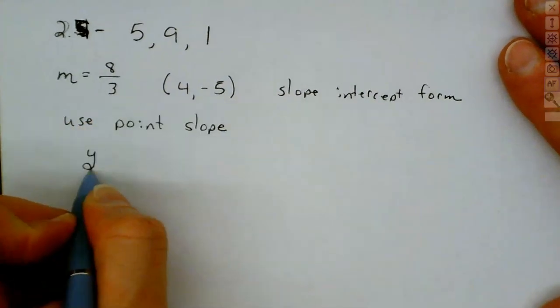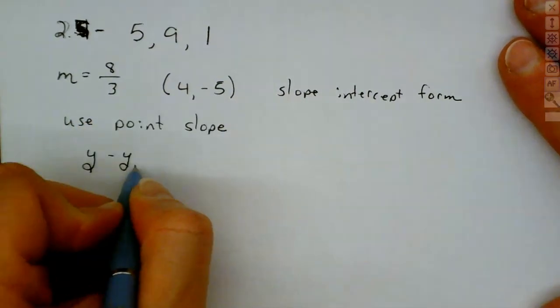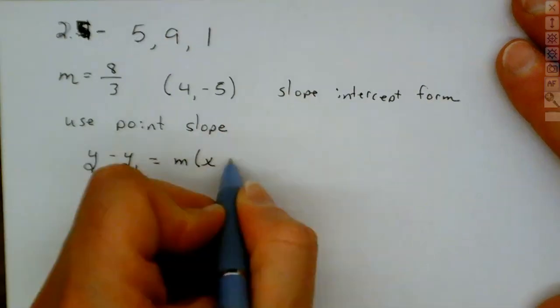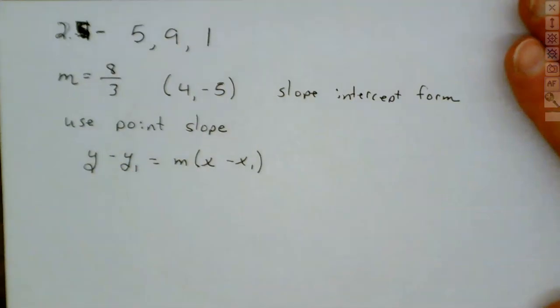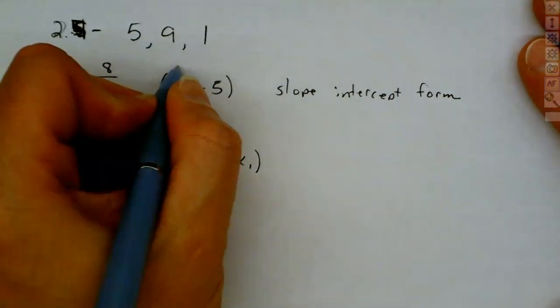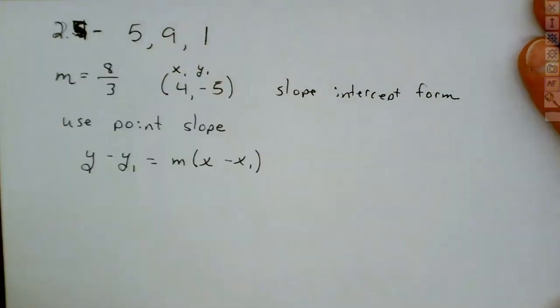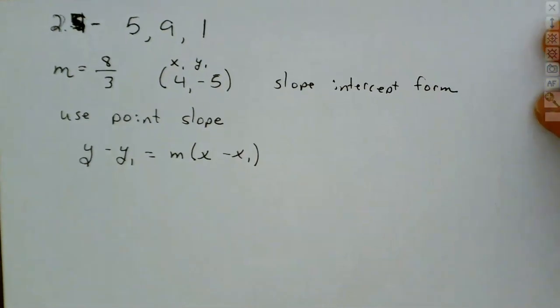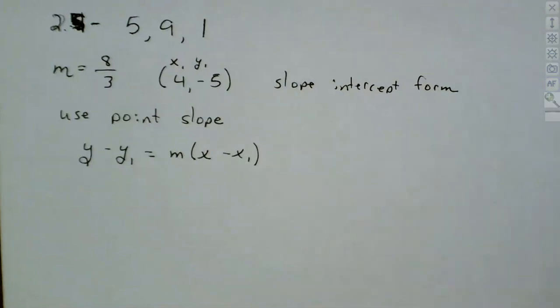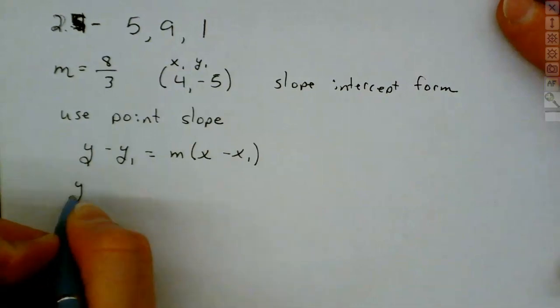And what's your point-slope formula? y minus y1 equals m times x minus x1. Okay, remember this? And this is your x1, and this is your y1 here. Now, we're going to plug our values in, and we're going to solve it for y, because that is your slope-intercept form. So plug your values in, and that's going to be y.